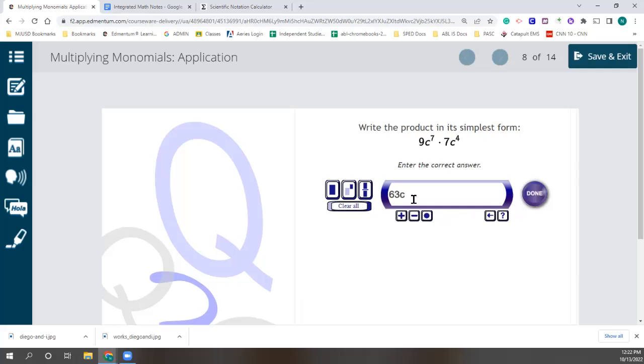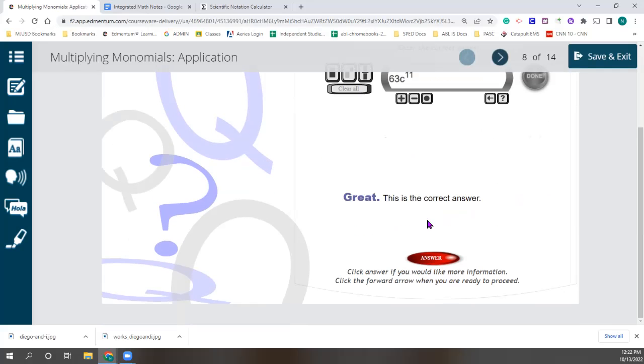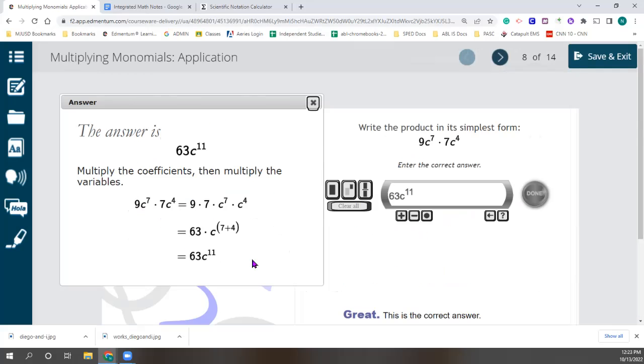And then combine the exponents. 7 plus 4 is 11. Oops. Exponent 11. The more we practice, the better it is. Check that out. That's all I did.